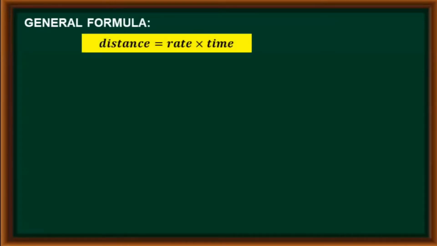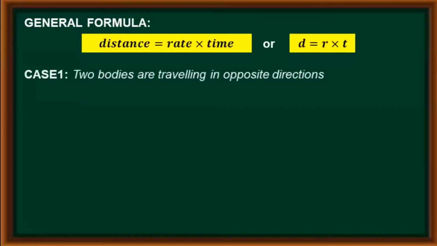Recall that distance is equal to the rate or speed times time, or in symbols, d is equal to r times t. We also consider two different cases that we might encounter in solving uniform motion problems. The first one is when two bodies are traveling in opposite directions.